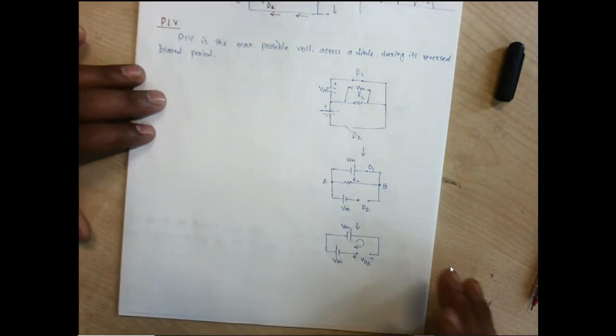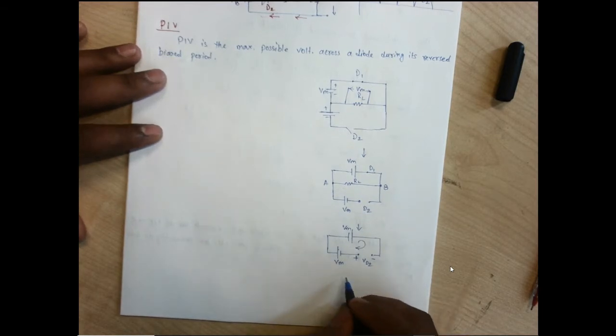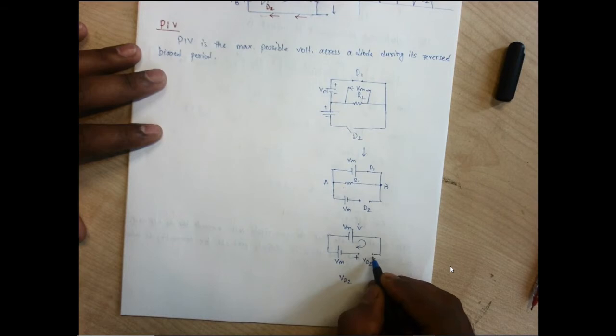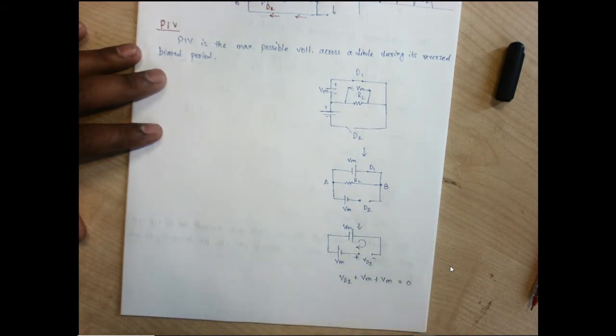Okay, so if we apply KVL: VD2, if we consider negative, positive, it is also negative, positive, so it will be Vm, then again negative, positive plus Vm equals 0. So what is the voltage across D2? That is minus twice Vm.